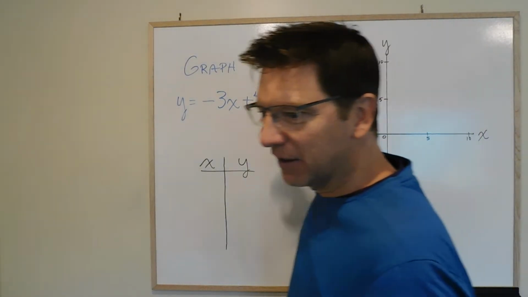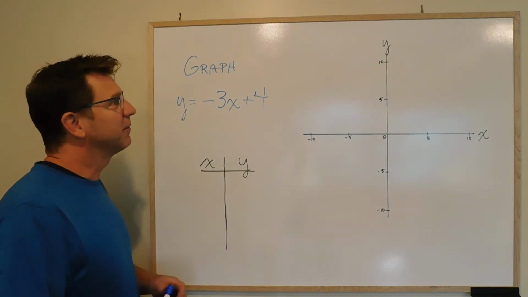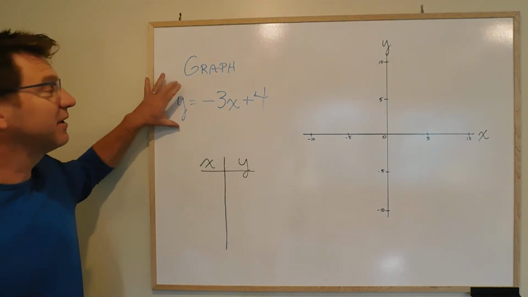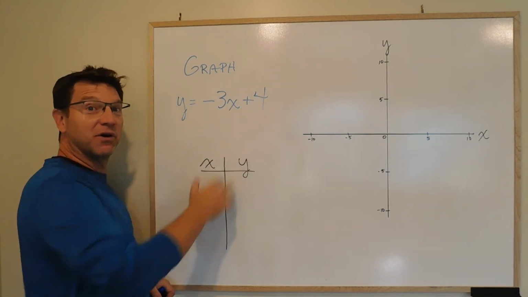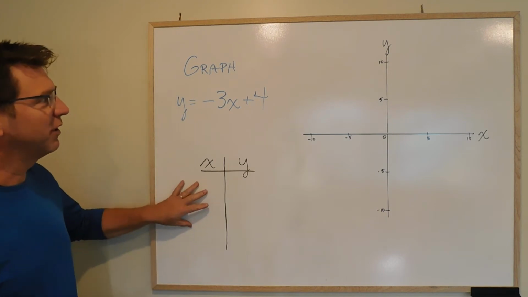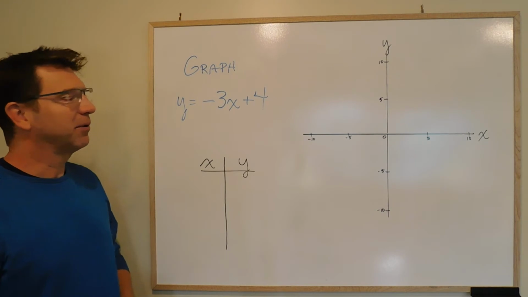We're going to look at graphing. It says graphing an equation by plotting points. So what we need to do is take an equation, and I've just picked this equation, y equals negative 3x plus 4. We're going to plot some points and put it on a graph, and then we'll have graphed our equation by plotting points.